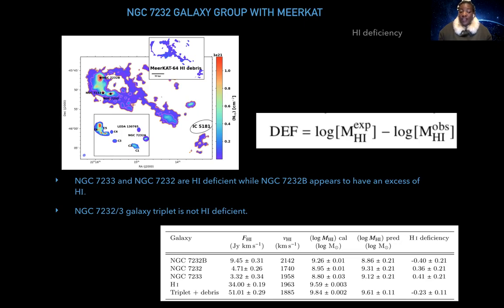From these studies, we find that NGC 7232 and NGC 7233 are H1 deficient, while NGC 7232b appears to have an excess of H1. When we calculate the H1 deficiency of the entire system, we find that the entire system is not H1 deficient. What does that mean? It means that even if the system is interacting, it is not losing any of its H1 mass to the outside environment as yet.